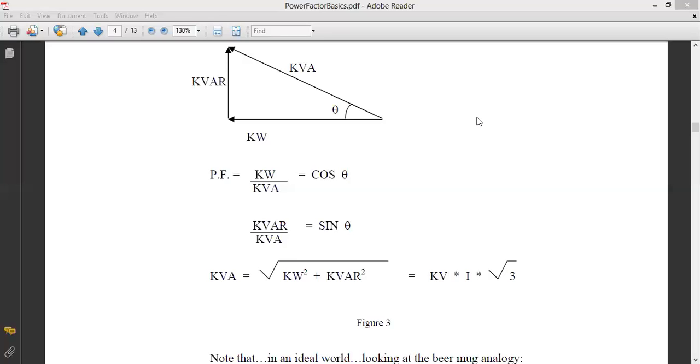You saw how the power triangle can be obtained, and what we mean by this power triangle, the impedance triangle, and the voltage triangle.